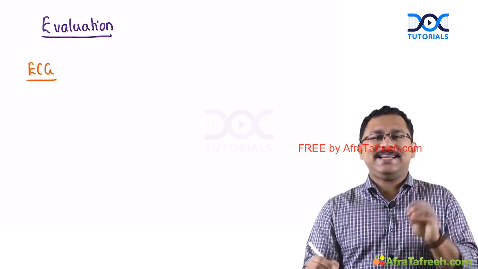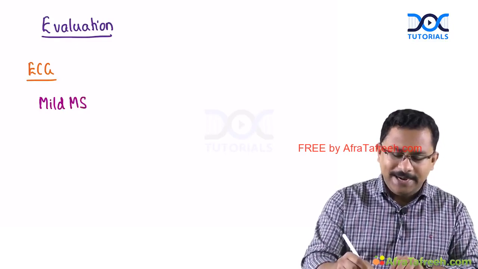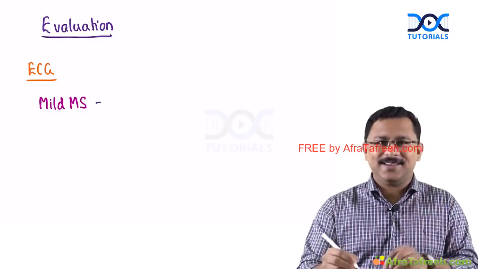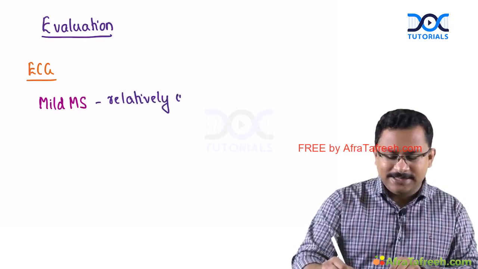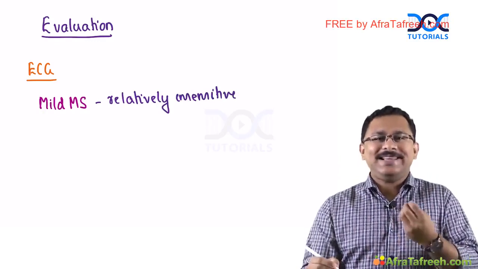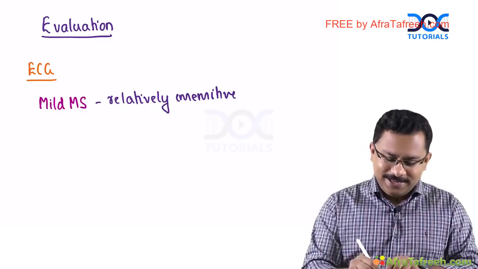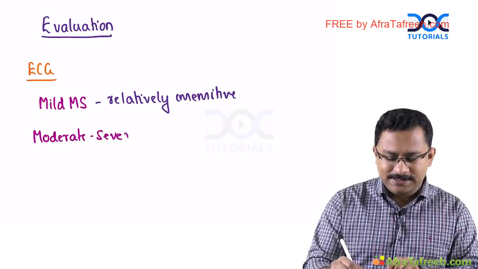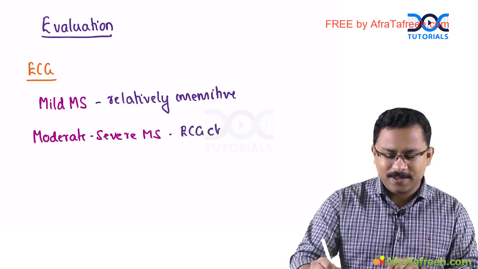Now coming to the ECG changes, when you think of a mild mitral stenosis, a mild MS, the ECG is actually a relatively insensitive investigation. But to have prominent ECG changes, it is most likely going to be a moderate to severe MS. So for moderate to severe MS, you are going to have ECG changes.